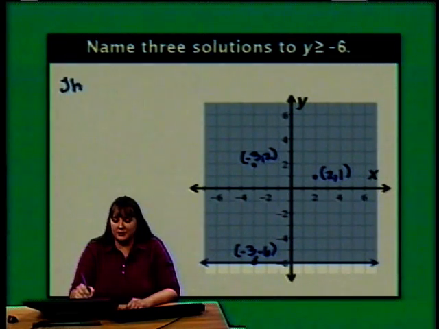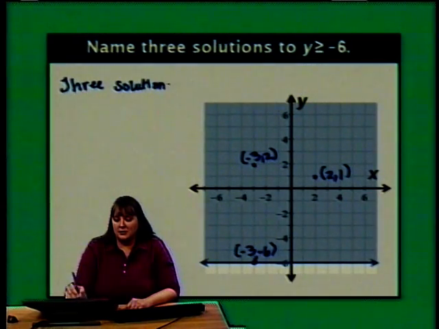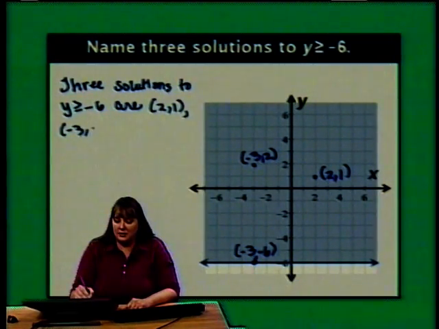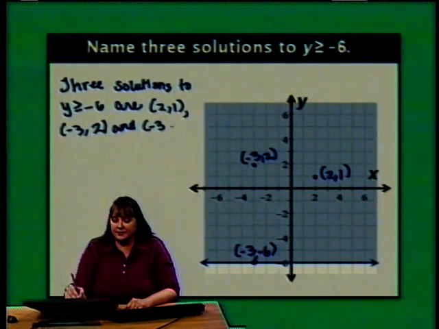So 3 solutions to y is greater than or equal to negative 6 are 2, 1, negative 3, 2, and negative 3, negative 6.